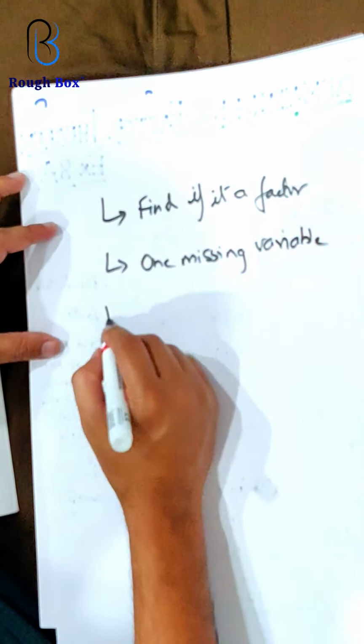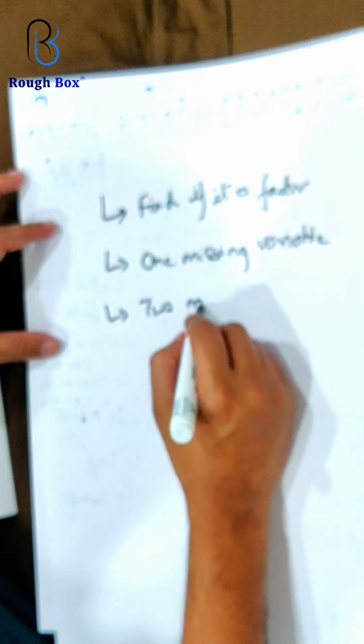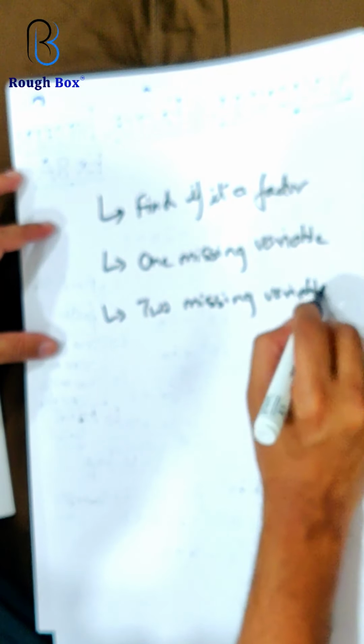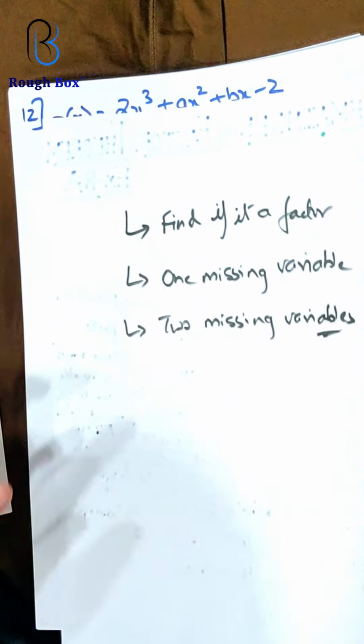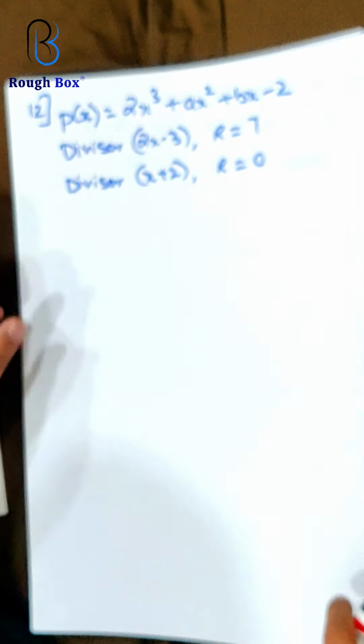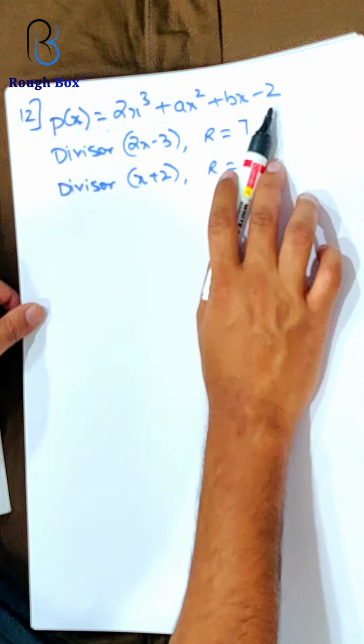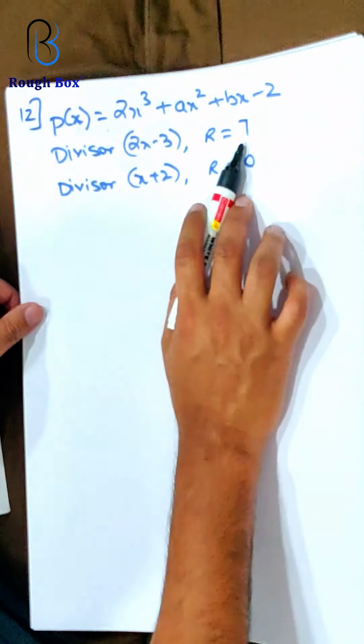Type 2, 1 missing variable. Type 3, 2 missing variables. Now 2 missing variables are slightly interesting. How are you going to go about here? So you stick to the same method, substitute this in this and write remainder as 7.